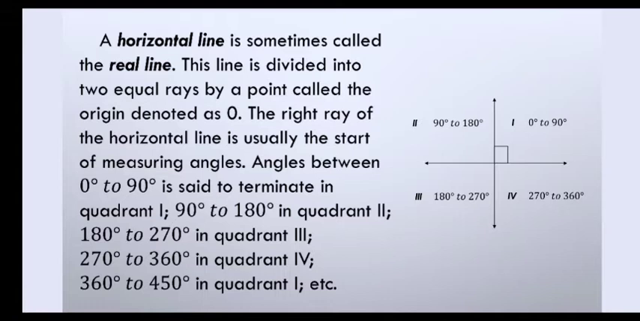Angles between 0 degrees to 90 degrees are said to terminate in quadrant 1. 90 degrees to 180 degrees in quadrant 2. 180 degrees to 270 degrees in quadrant 3, 270 degrees to 360 degrees in quadrant 4, then going back, 360 degrees to 450 in quadrant 1, and so on.